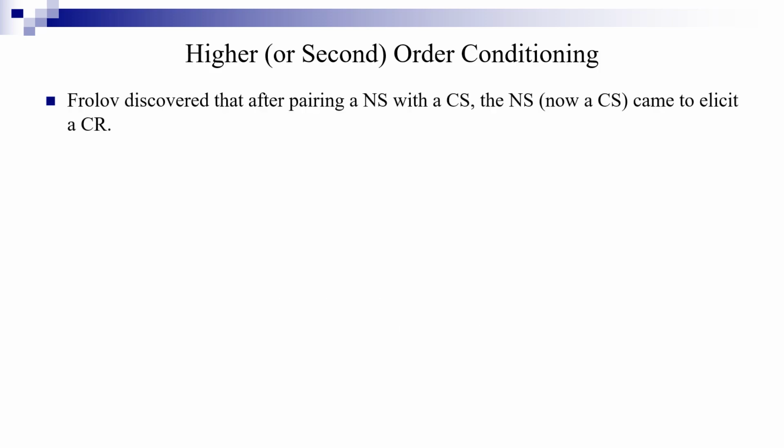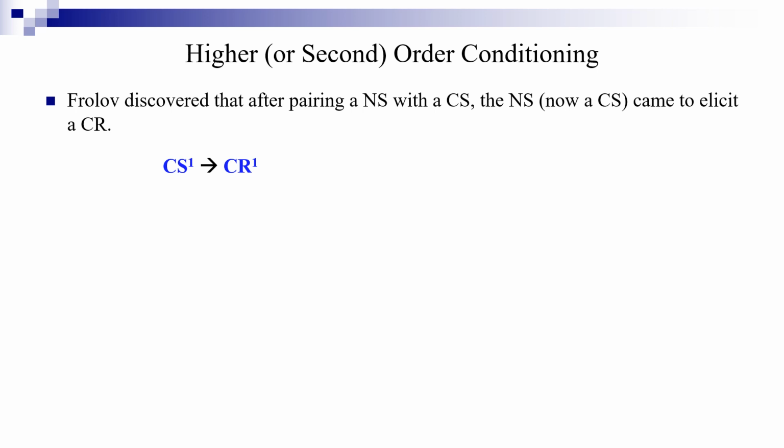Now we can move on to a slightly different type of conditioning, and we call this higher order conditioning or second order conditioning. This was discovered by Pavlov, and it occurs after pairing a neutral stimulus with a conditioned stimulus. The neutral stimulus, which eventually becomes a conditioned stimulus, comes to elicit the conditioned response, right?